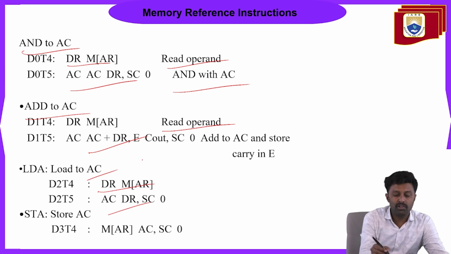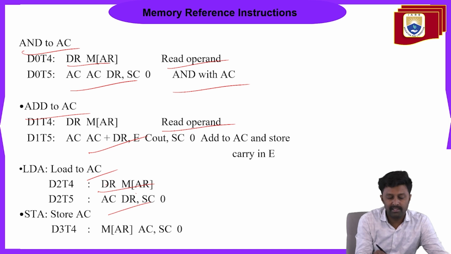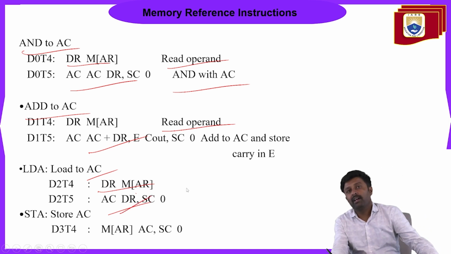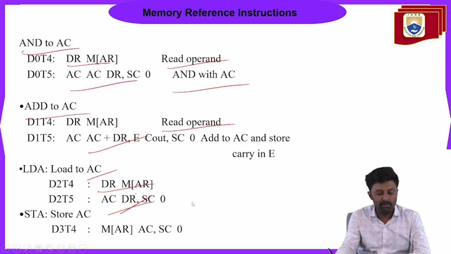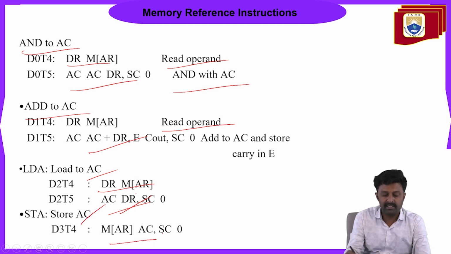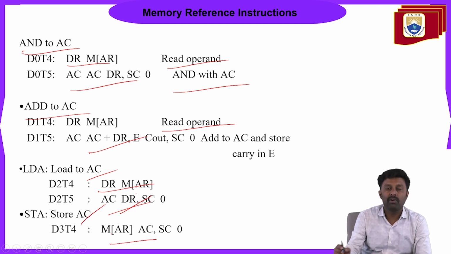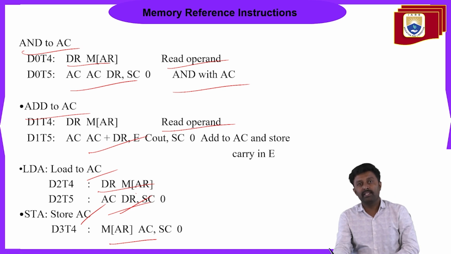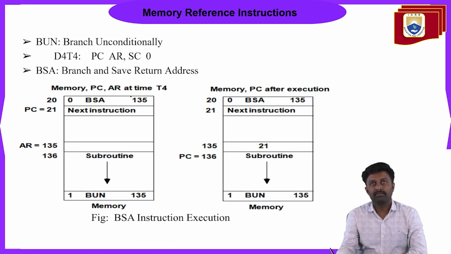So let us say if you want to load the accumulator, how to write it? The content of memory is moved into the DR, then the value will be loaded into the accumulator. So how is store accumulator done? By writing this instruction STA, the value of the accumulator is stored in the memory.